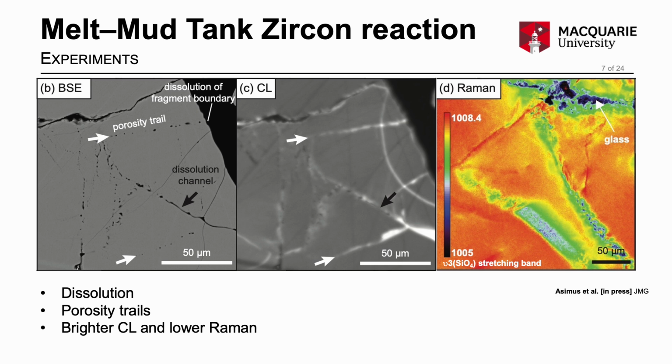We observed dissolution textures at grain fragment boundaries and dissolution channels cutting across the fragments, in addition to porosity trails. These dissolution channels and porosity trails coincide with brighter cathodoluminescence response and also a shift in the Raman spectra in the modified domains.